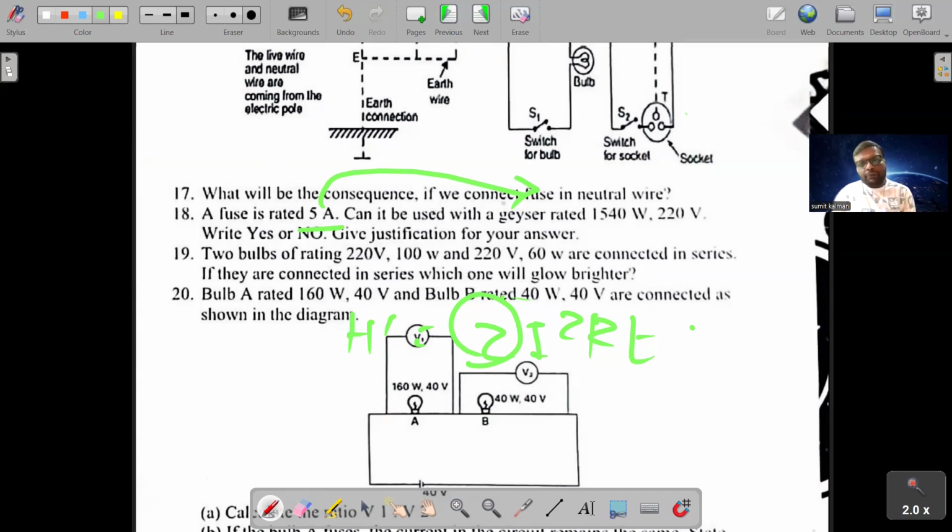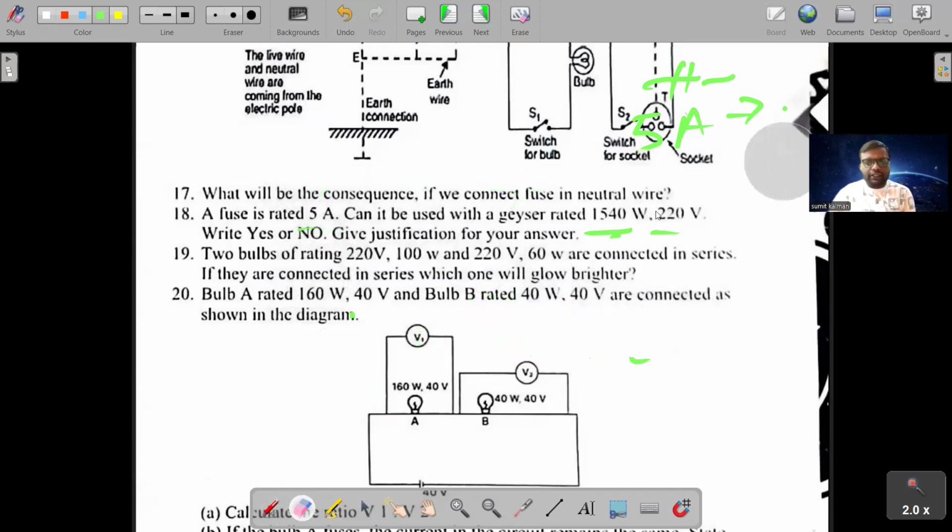Then what will happen here, students? The current rating of the geyser is 7 ampere, and if you use a fuse of 5 ampere current rating, then what will happen? Due to excess current, the fuse wire will melt and your circuit will be disconnected. This reason you have to write in the exam.